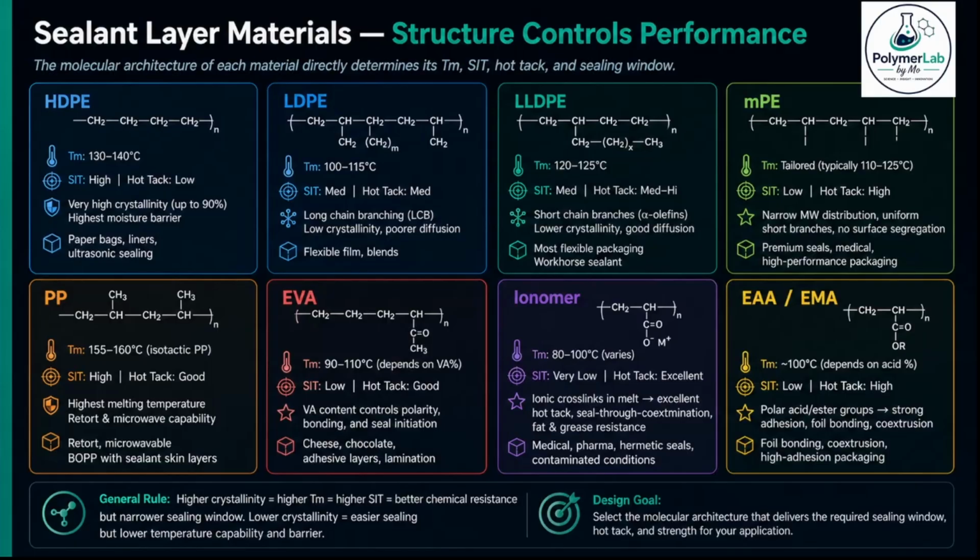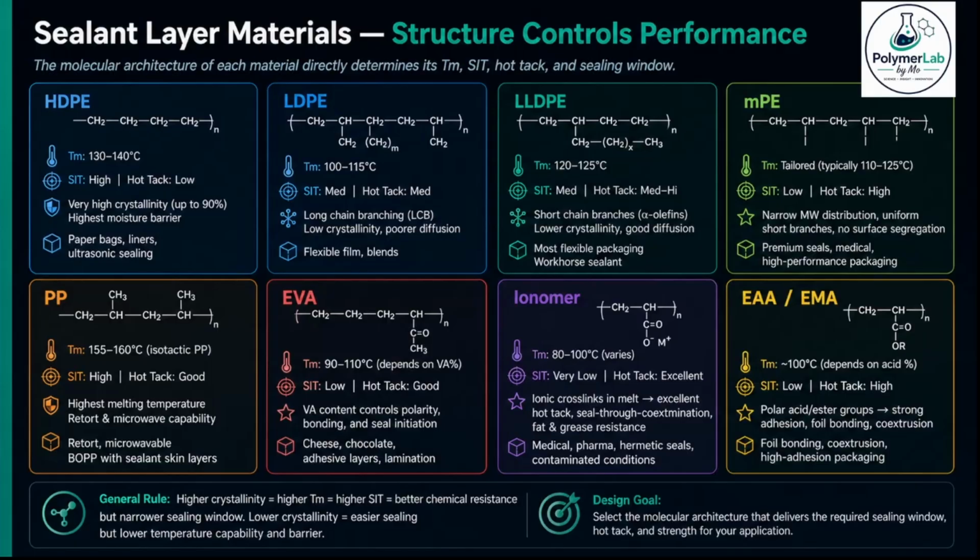Metallocene polyethylene, mPE, is produced with metallocene catalyst that gives much higher control over chain microstructure. The result is narrow molecular weight distribution and uniform distribution of short chain branches along every chain. As we discussed with the reptation model, this eliminates surface segregation and dramatically improves hot tack strength and lowers the seal initiation temperature compared to conventional LLDPE. The price premium is justified by better sealing performance.